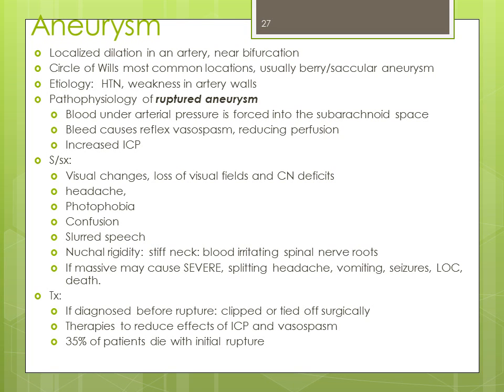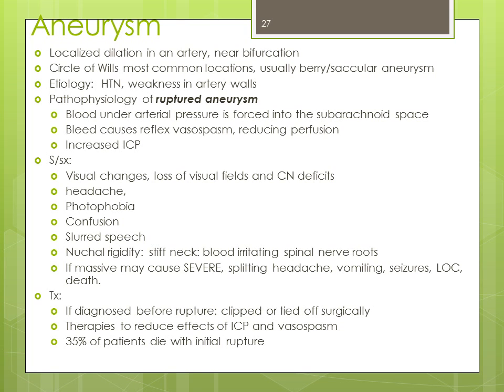And the signs and symptoms, they can have visual changes, loss of their visual fields, different cranial nerves can be affected, headache, photophobia, confusion, slurred speech, nuchal rigidity. And nuchal rigidity is a stiff neck, and that's because there may be some blood that's irritating the spinal nerve roots that's kind of moving through the CSF. And then if it's very massive, they may end up with splitting headache, vomiting, seizures, loss of consciousness, and death.